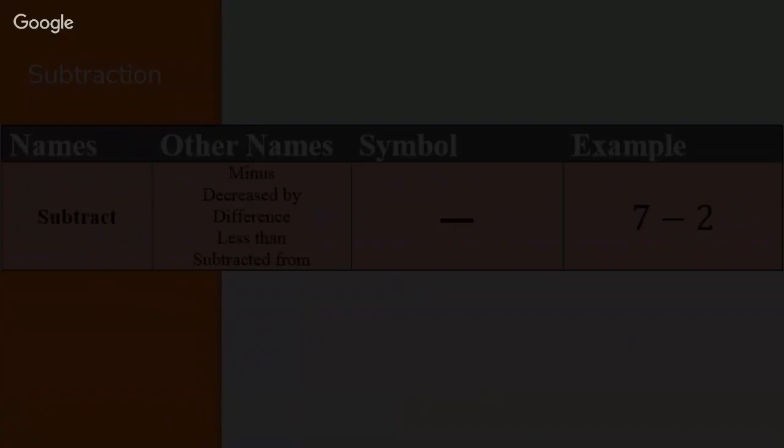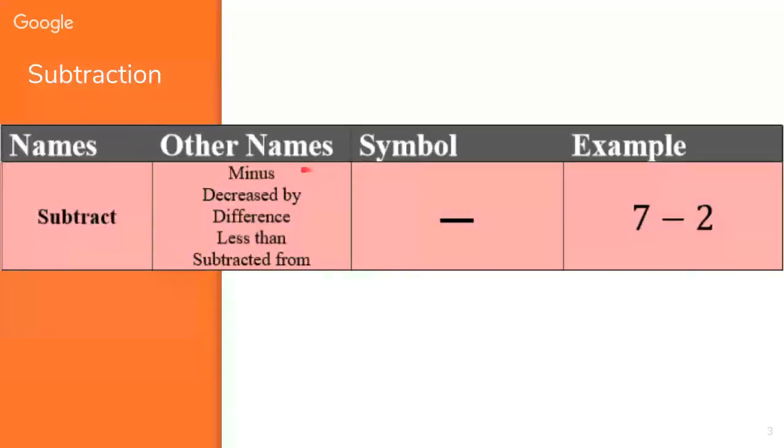You can also see here for subtraction or subtract, minus, decreased by, difference, less than, subtracted from, we always use this symbol here. An example is 7 minus 2, or 7 subtract 2, or the difference between 7 and 2. They all mean the same thing.